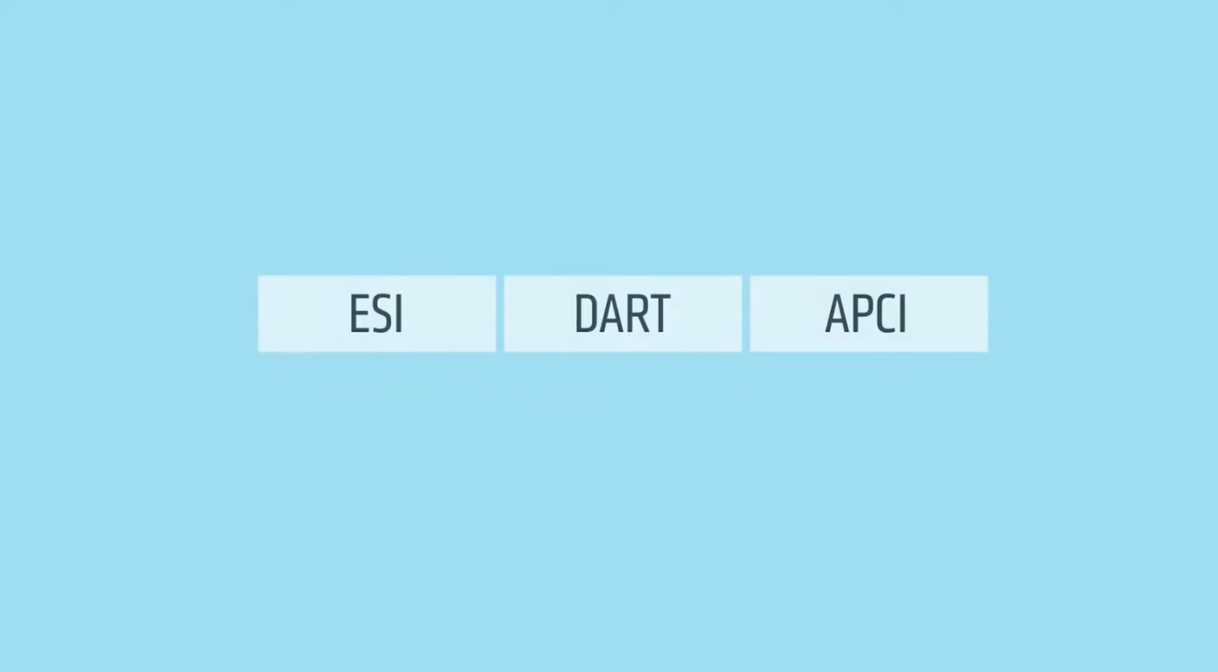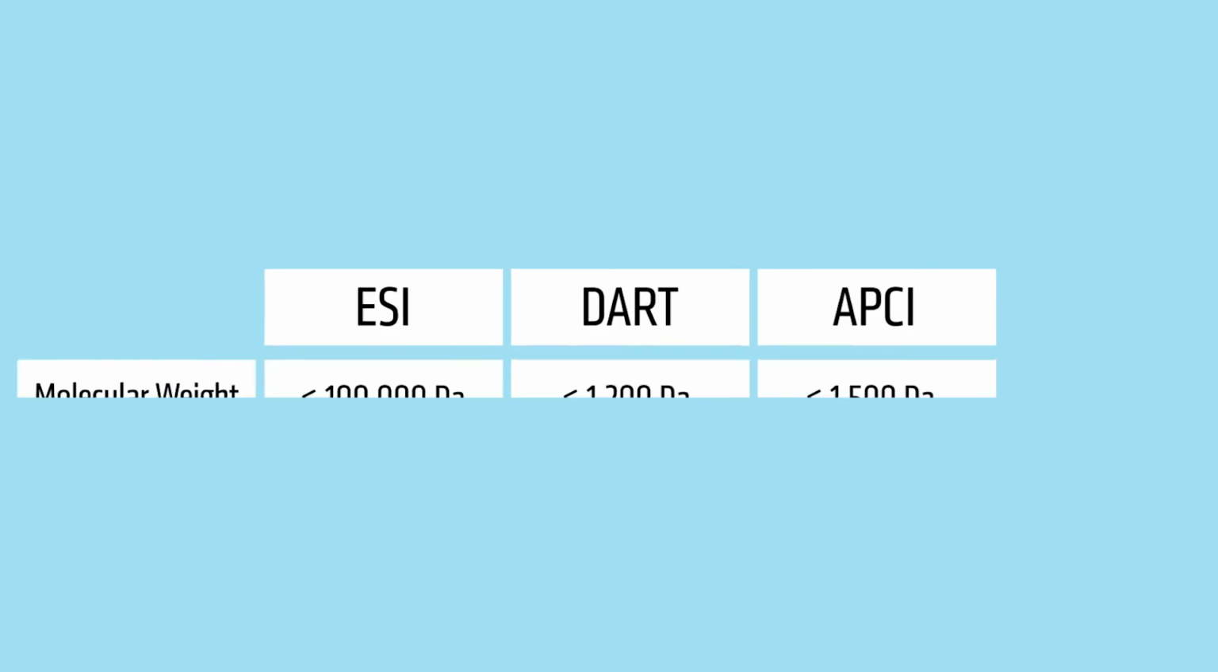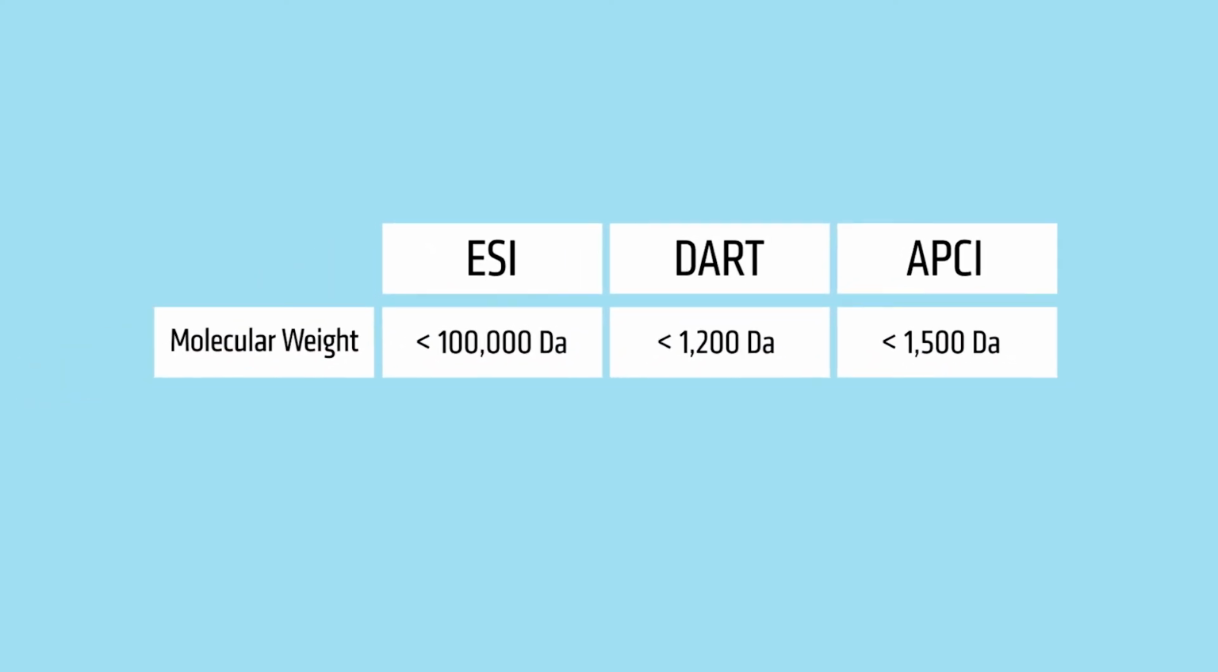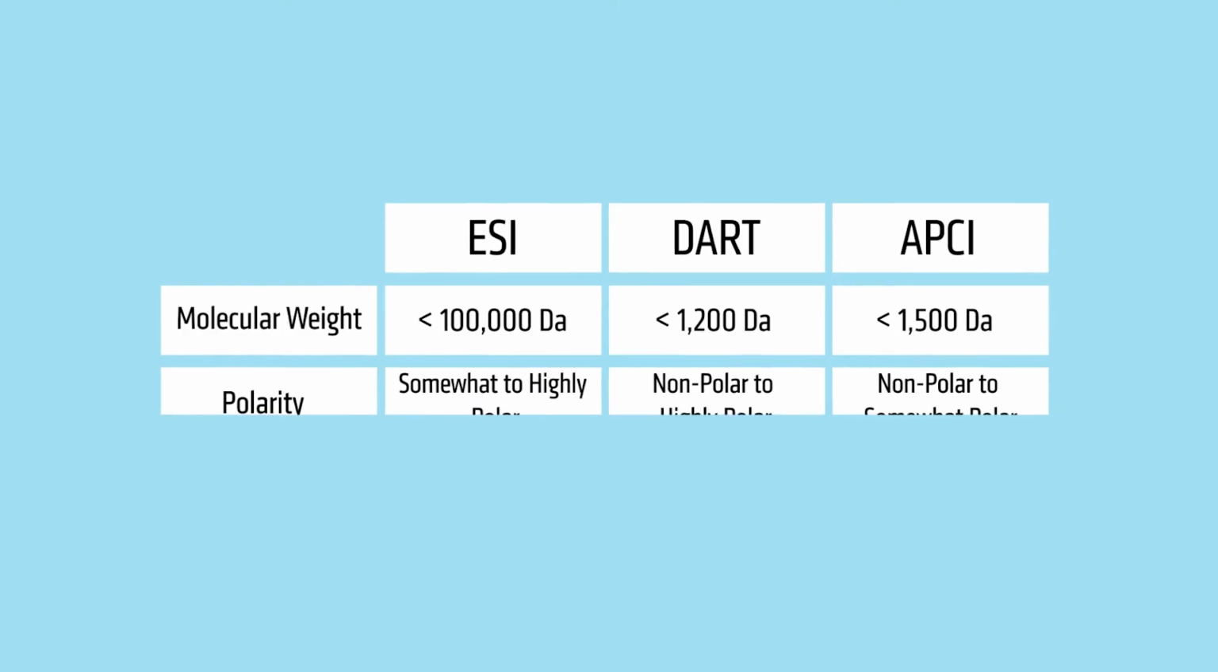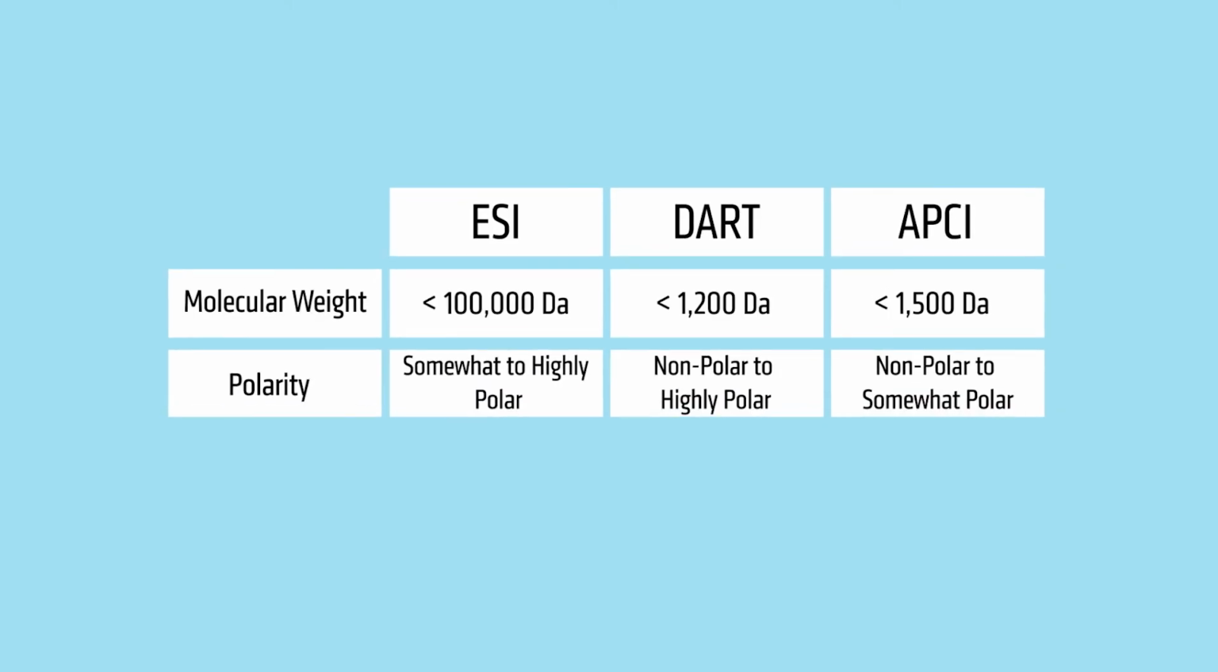To help you choose which source is right for you, let's compare the two sources we just talked about and the third option available, which is APCI. Both DART and APCI are suitable for small molecules, whereas ESI can ionize small molecules and larger biological molecules like proteins. ESI is best suited towards more polar species, APCI is best for less polar species, and DART can ionize a wide spectrum of polarities.